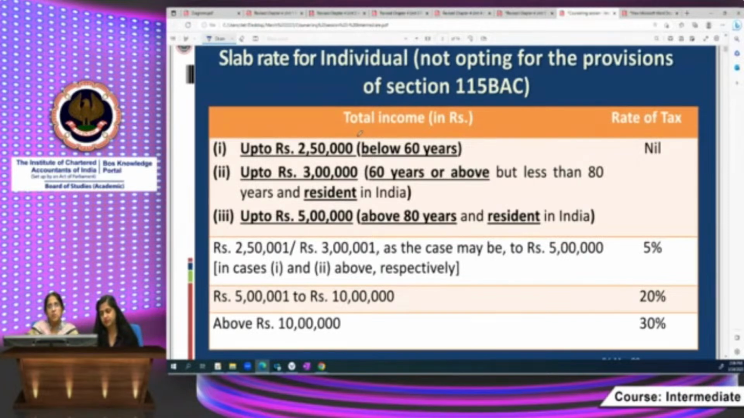After that, once you compute this, you apply the clubbing provisions. Clubbing provisions apply when I have to include the income of a minor child, or the income of the spouse, in my income.